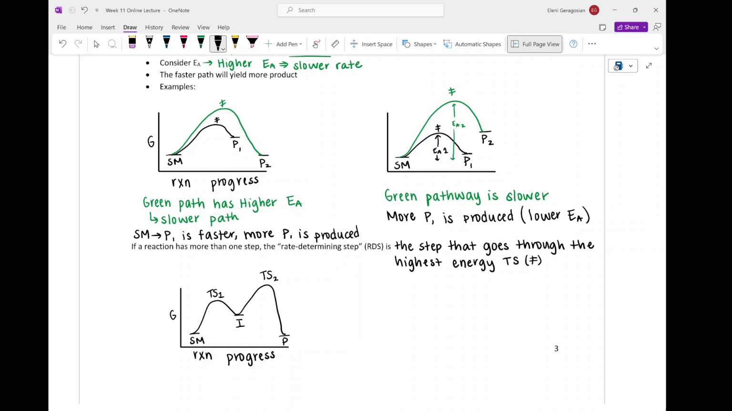For a two-step reaction, the rate of that overall reaction depends on the slower step, and the slower step we describe as the rate determining step, and that is the step with the highest transition state energy, and that is step 2. So this is the rate determining step, which is often abbreviated as RDS. And we know that because it has the highest energy transition state.